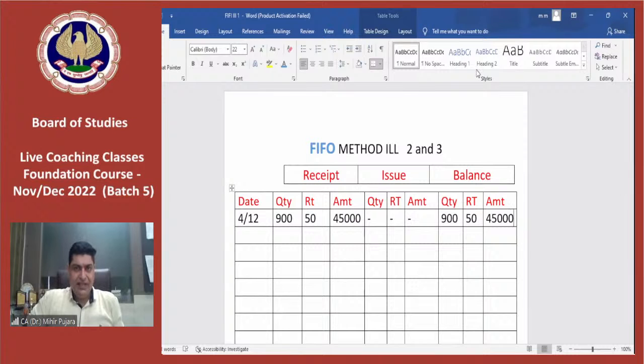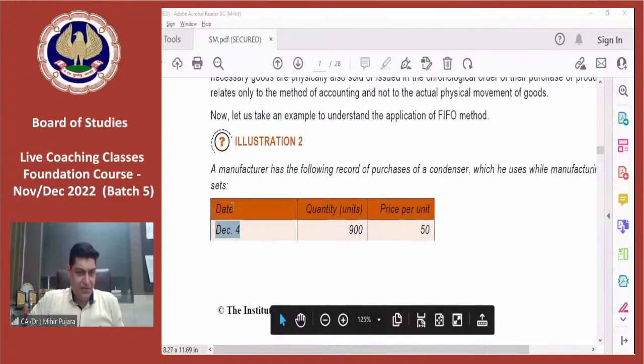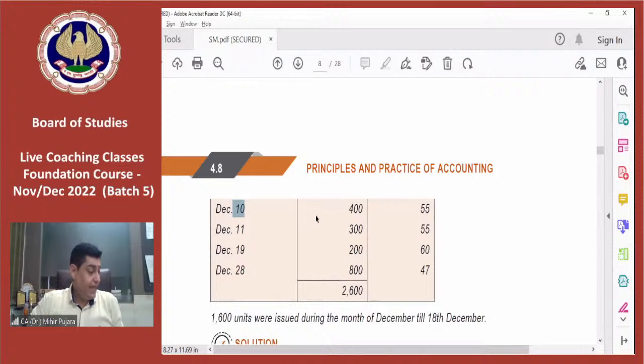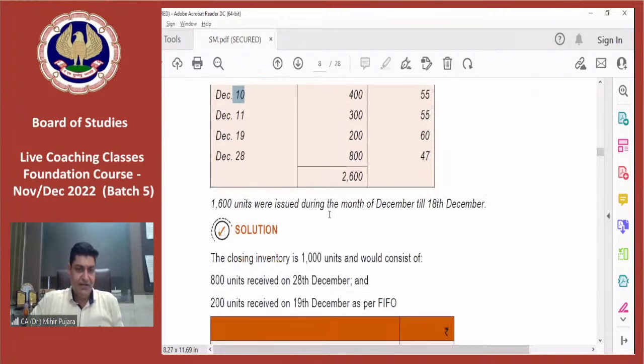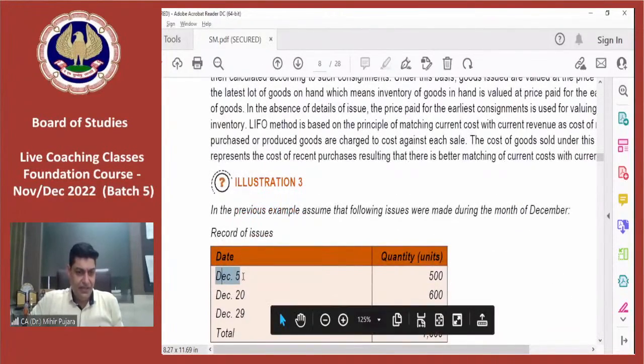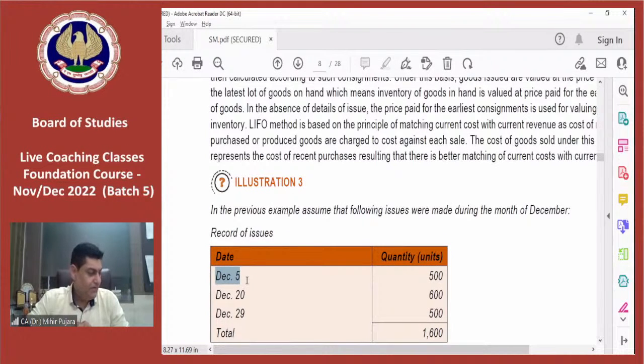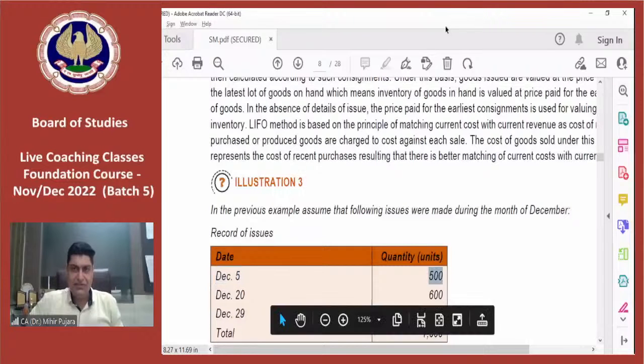After 4, if you see, the next purchase is on 10th. But the next issue is on 5th, guys. So logically, we need to go by dates. So we have to take December 5th here. We are issuing 500 units.